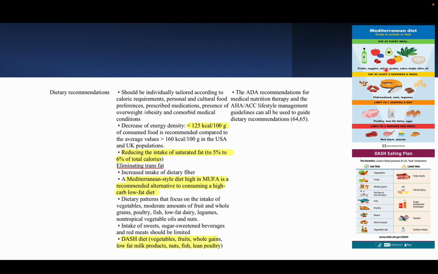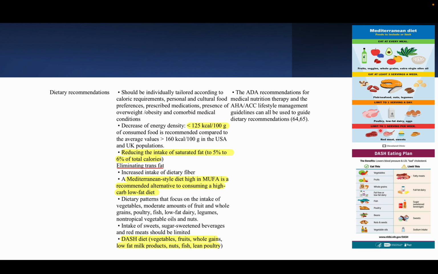And also advise at least one serving a day in the case of fish and seafood or nuts. And also limit to once per week the poultry, mainly poultry or low fat dairy, eggs should be one serving per week. Sorry, this is one serving per day. This is at least 3 servings per week.